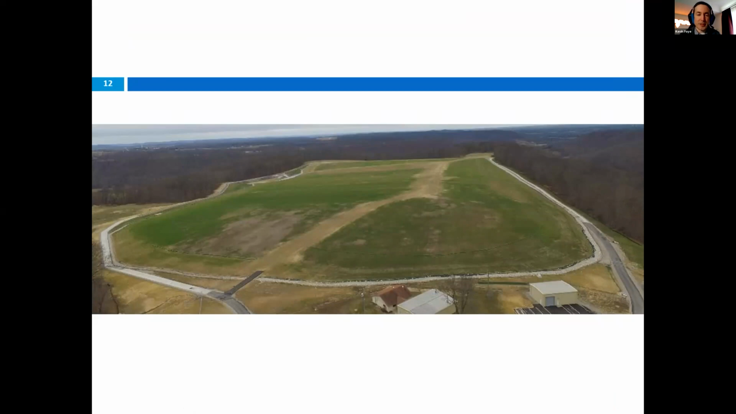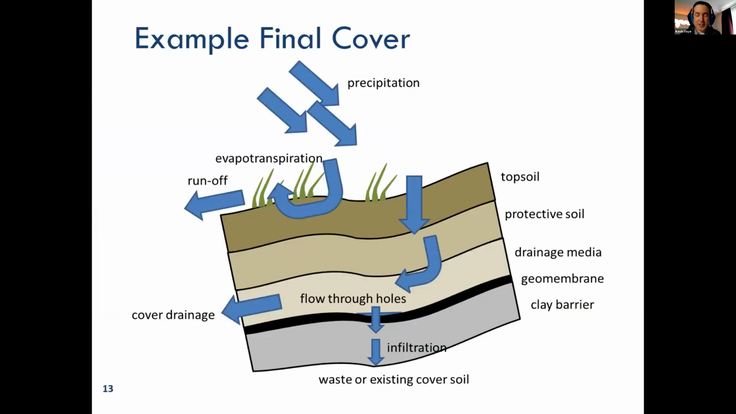But the big question becomes, how do we engineer this so that we have some degree of assurance that it's going to perform its intended role, which is to shed that stormwater off the site and not continue percolation of surface water through the waste? How do we satisfy ourselves as engineers that we've achieved that objective? So I could spend the rest of my time talking about that.